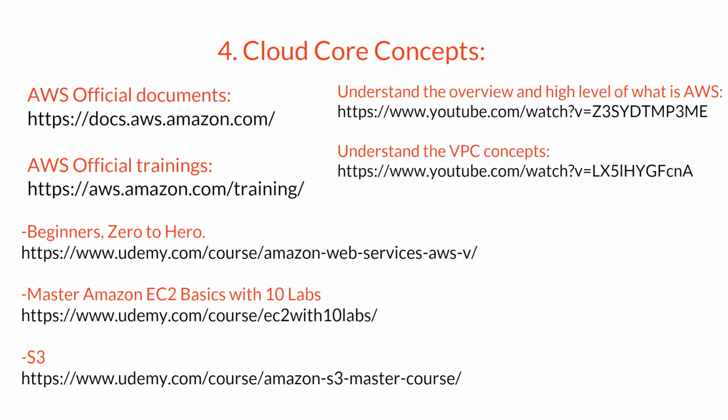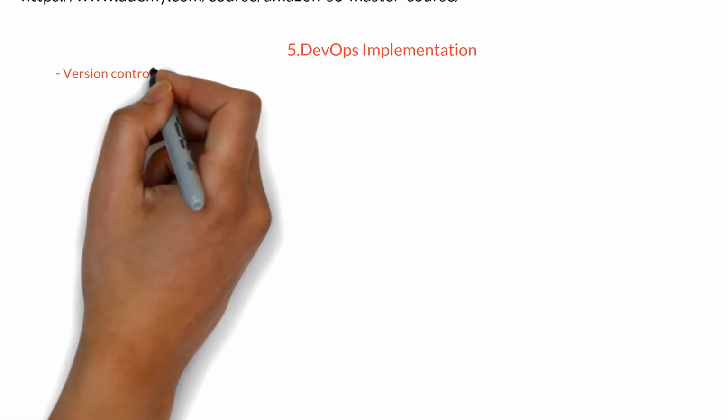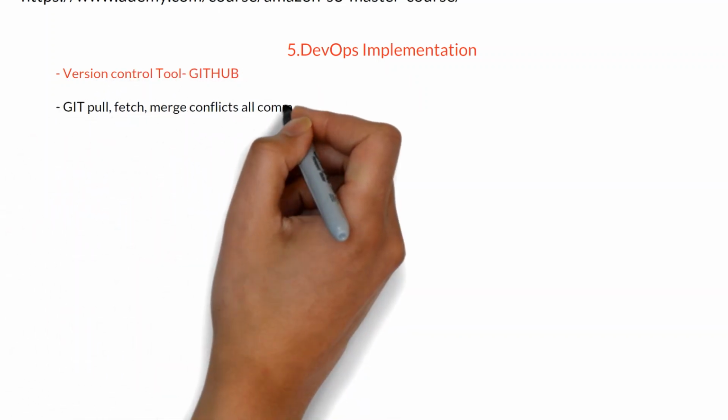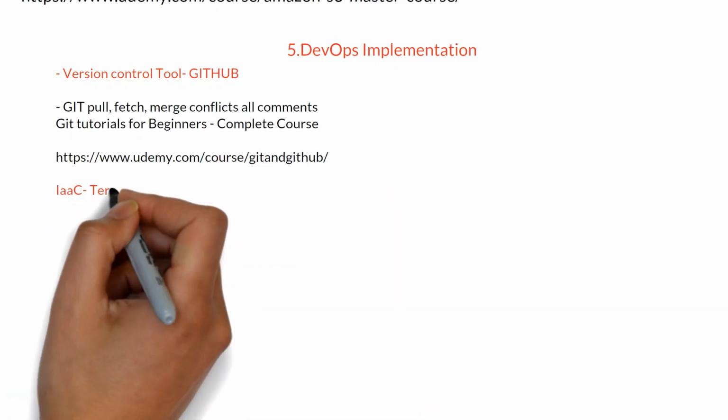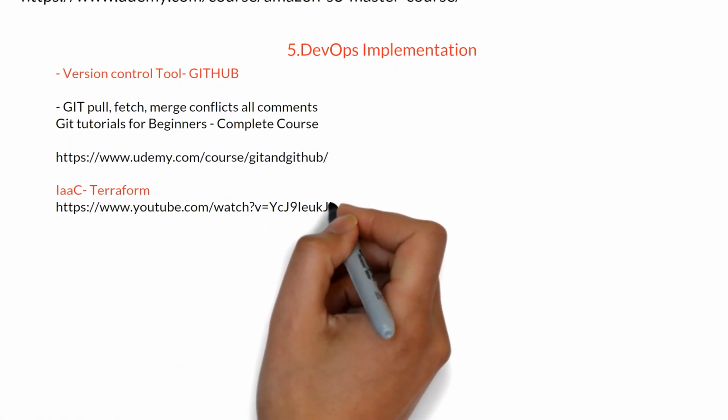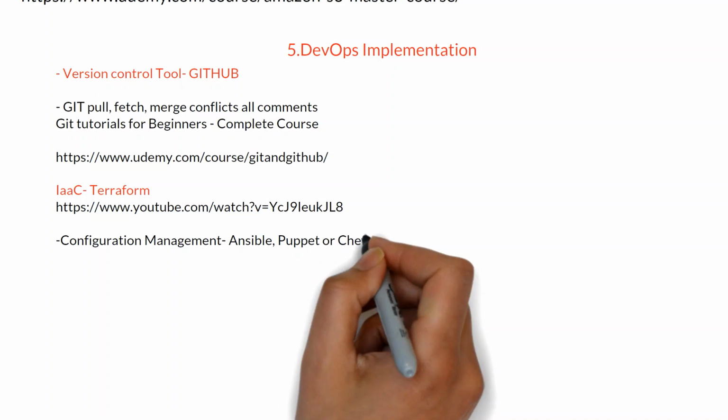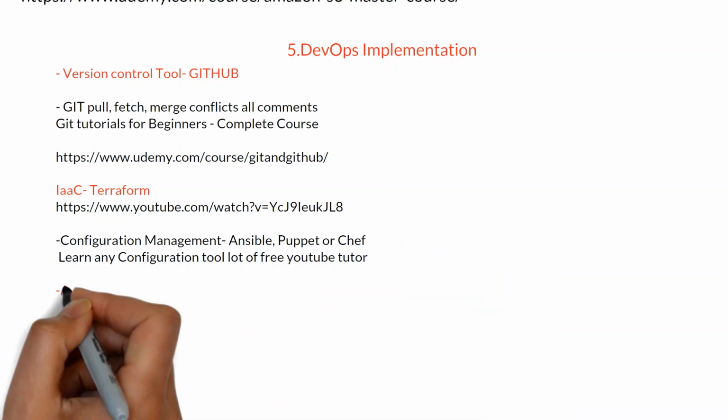Then DevOps implementation, version control tools like GitHub. Start with the DevOps implementation, learn GitHub. You can learn GitHub from the Udemy course below, which has basic information. I think that is more than enough for you to start with Git. Then you can get some tutorials on YouTube as well.